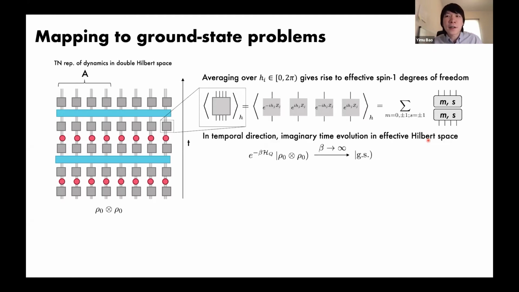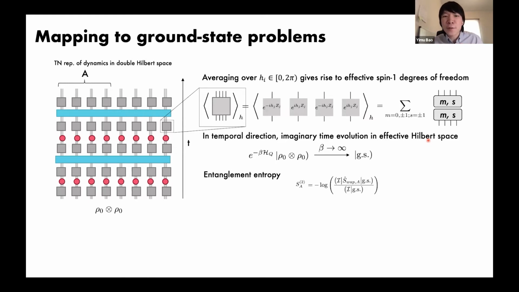So in the end, we get effective spin 1 degrees of freedom. And if you project the dynamics onto this effective Hilbert space, you will get an imaginary time evolution in the temporal direction. What is nice about this is, as we all know, if you have an imaginary time evolution generated by some Hamiltonian HQ, and you take the depth of the circuit to be sufficiently large, then if you view this double density matrix as a quantum state, it will evolve to the ground state of HQ.